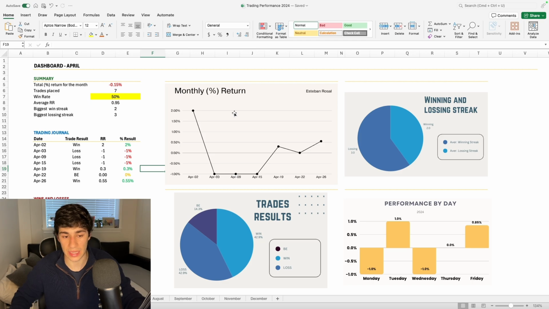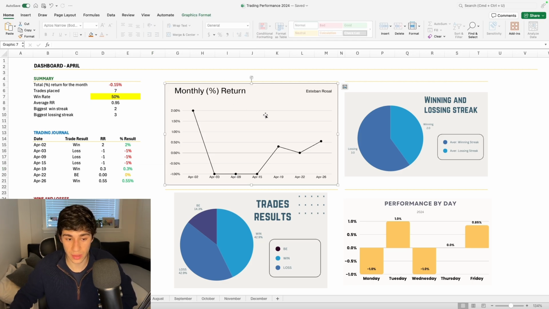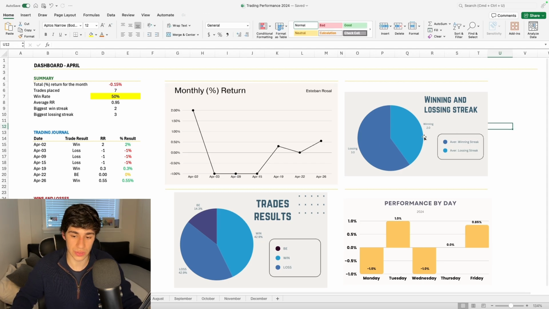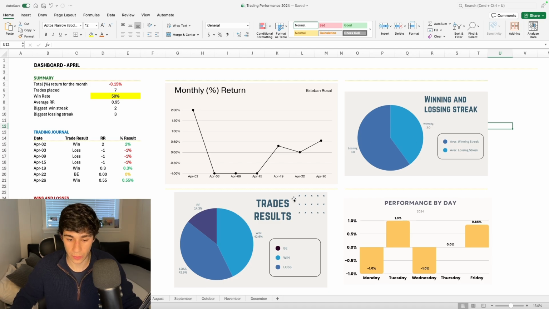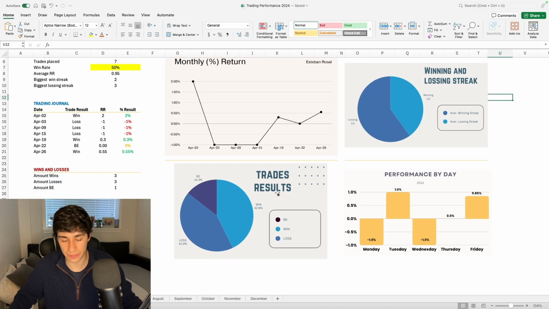So yeah, basically here, this is the graph of the monthly return, where you guys can see basically the percentages I took, as well as my winning and losing streak, which is basically here. So the average winning streak, which is the big portion of this pie graph, which is basically 3, and winning, which is 2. And also in trade results, we have that 14.3% of my trades were break even, and 42.9% was win, and 42.9% was loss.